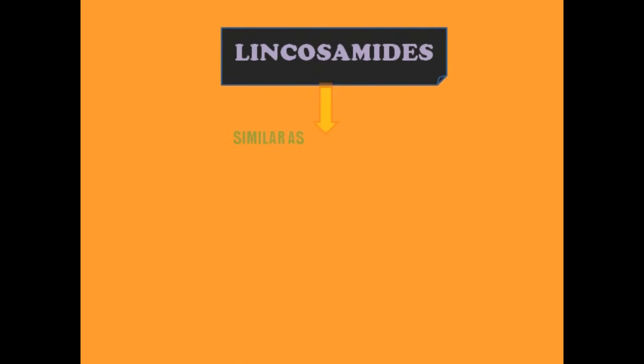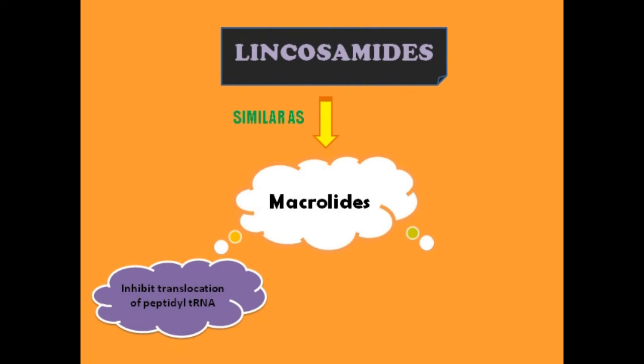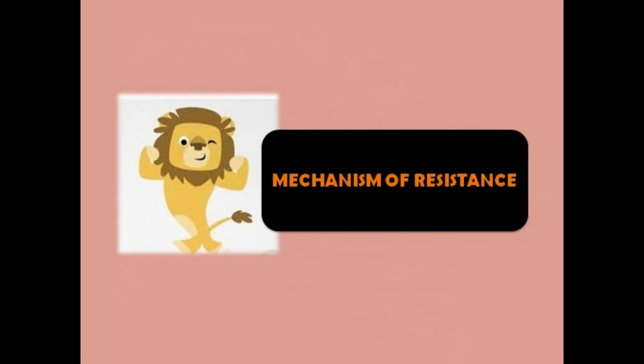For lincosamide, it is similar to the macrolide, which inhibits the translocation of peptidyl tRNA and inhibits the elongation of protein. Mechanism of resistance of this drug.